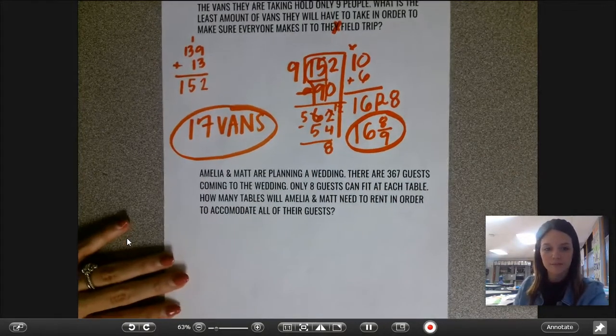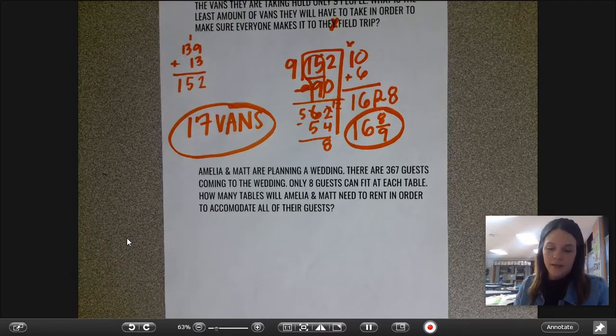Let's look at the next one. Amelia and Matt are planning a wedding. There are 367 guests that are coming to their wedding, and only 8 guests can fit at each table. How many tables will Amelia and Matt need to rent in order to accommodate all of their guests?